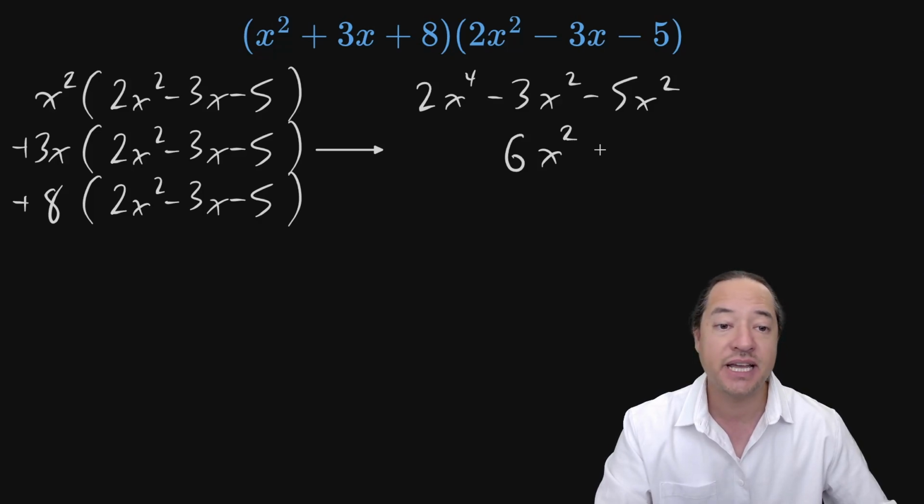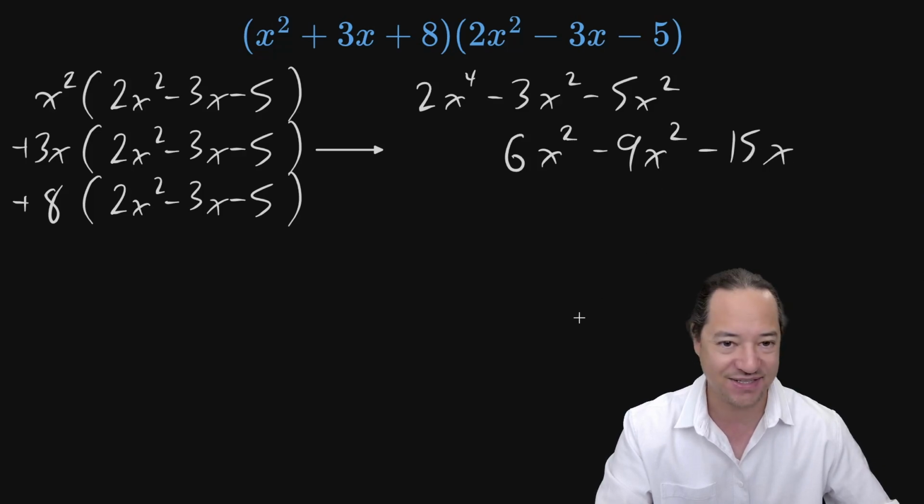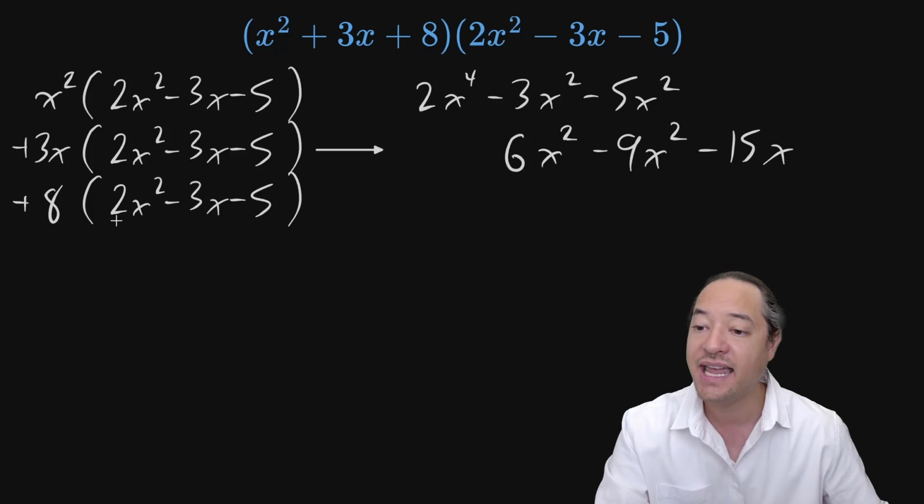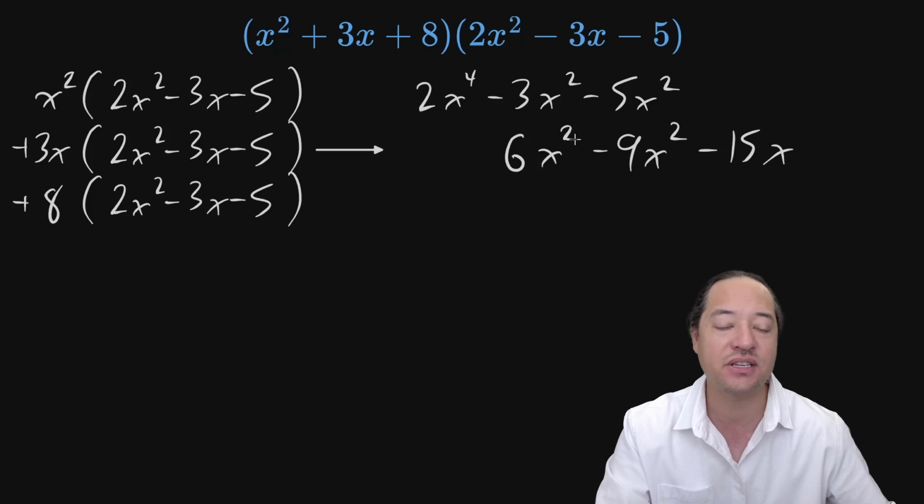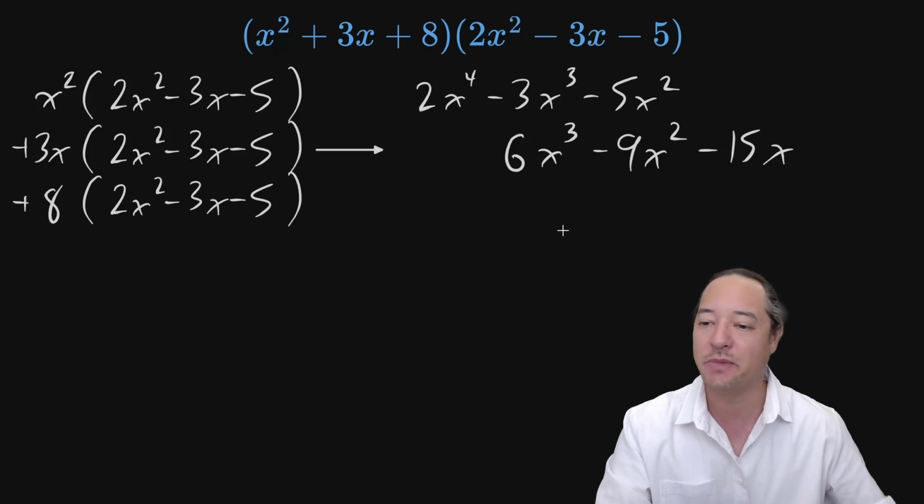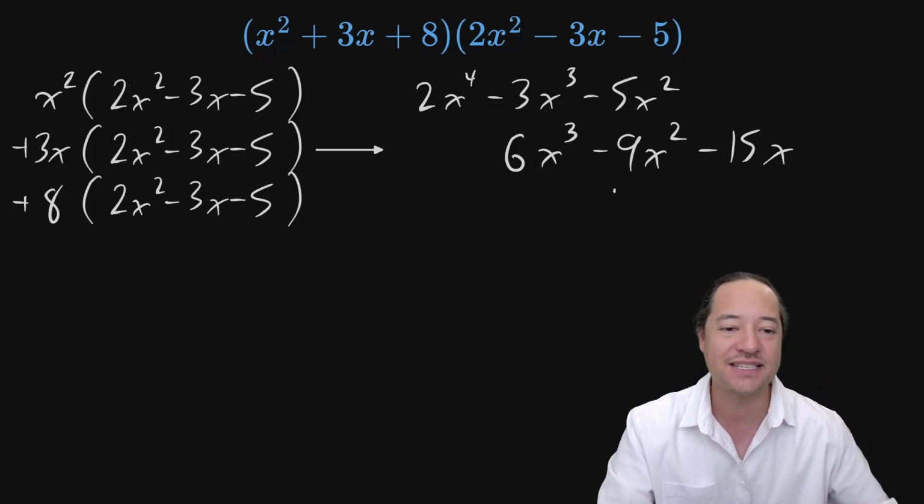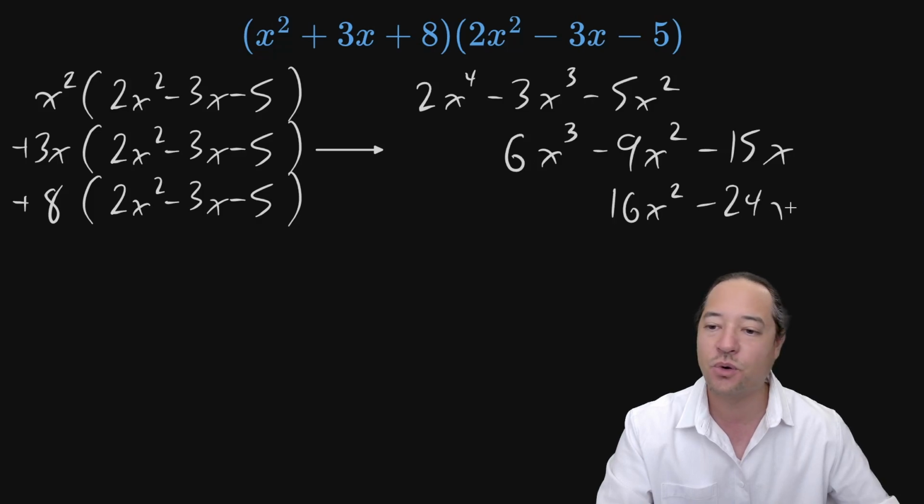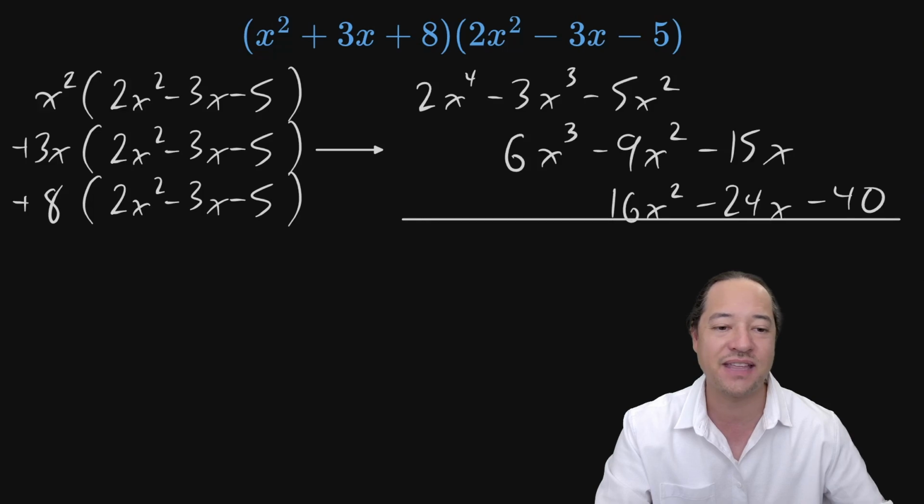3x times negative 3x, well, that would be a negative 9x squared. And then finally, we're going to get a minus 15x, all right? And now the last one, 8 times 2x squared, well, that's going to be 16x squared. I just noticed this is wrong. This is a 3 and this is a 3. Okay, don't make that mistake. 16x squared minus 24x and then minus 40. Okay, there we go. I think that should do it.